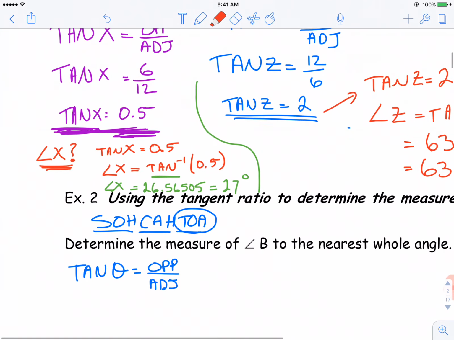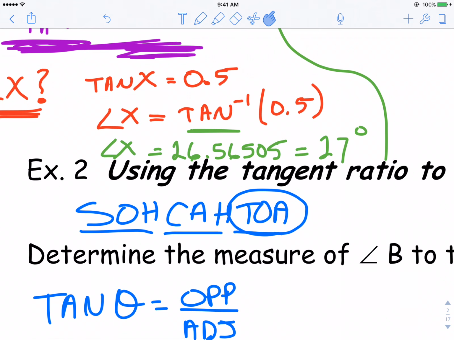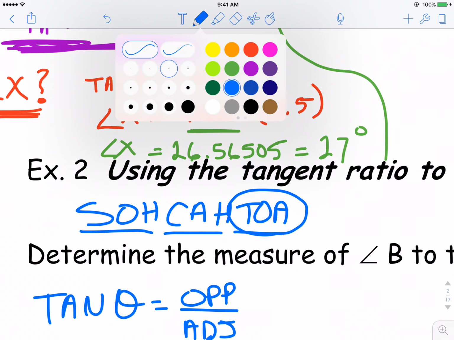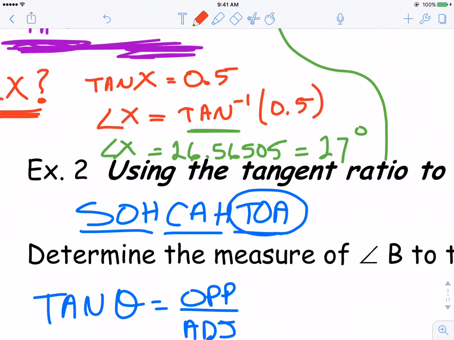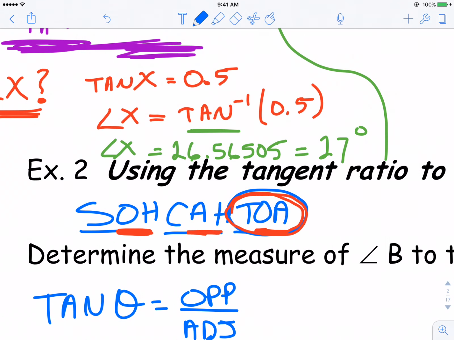I go back and I look at my acronym, SOHCAHTOA. What trig ratio relates opposite and adjacent? Well, sine relates opposite and hypotenuse. Cosine relates adjacent and hypotenuse. Tangent relates opposite and adjacent. So I would use tangent in order to do any calculations. So that's another way, and you're going to get to that point because as soon as you learn what sine and cosine are, well, now you have to make the decision and choice.